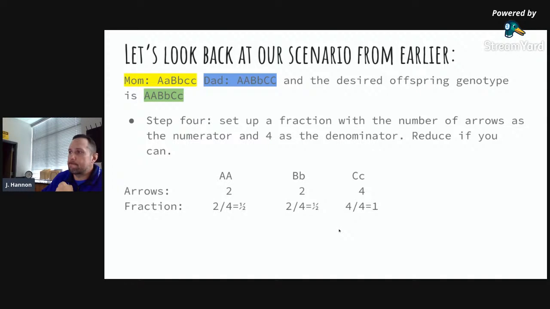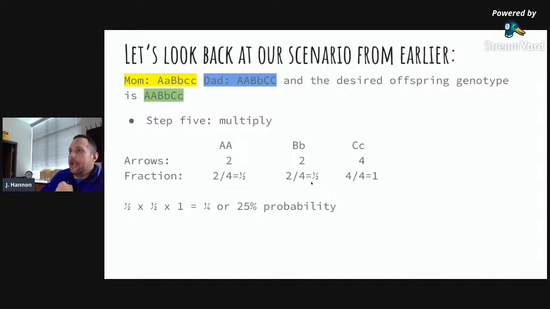Okay? And then step 5, we're going to multiply. 1/2 times 1/2 times 1 equals 1/4, or a 25% probability. 1 out of 4 is 25%. So if we have this genotype for parents, we have a 25% chance that the offspring will be this genotype that is in green right here.